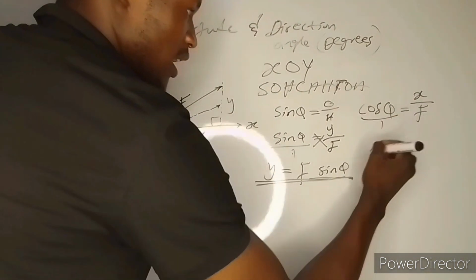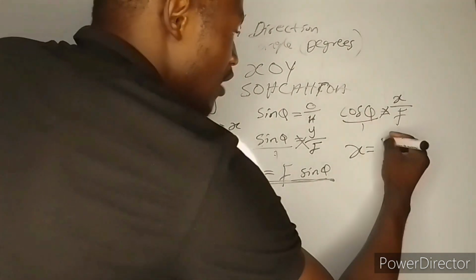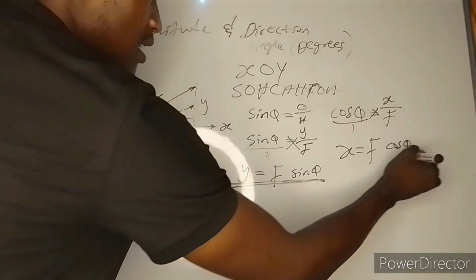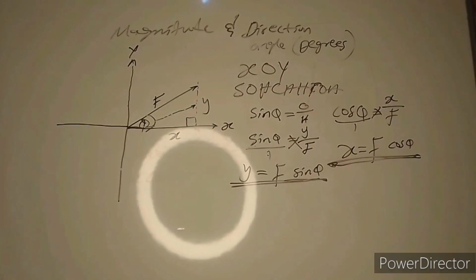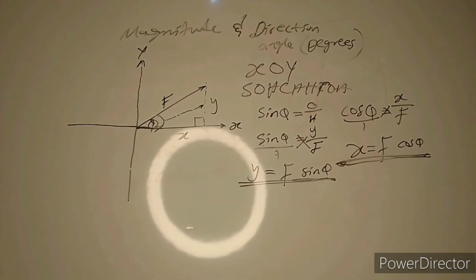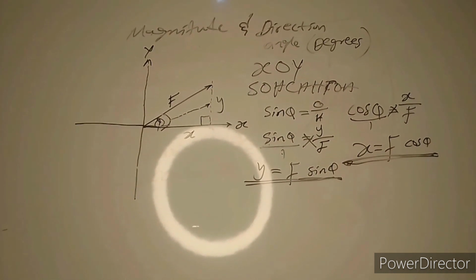We introduce 1 here, we cross multiply. x will be equal to force cos theta. This is the second equation. Then from there, remember, we also have got force here. Now, how can we deal with force? Simple. We must know that there is what is called Pythagoras theorem. But before we come to that one, let us deal with tan.